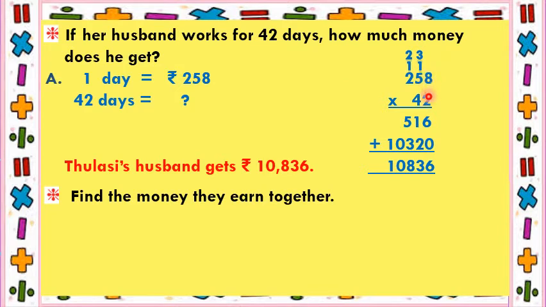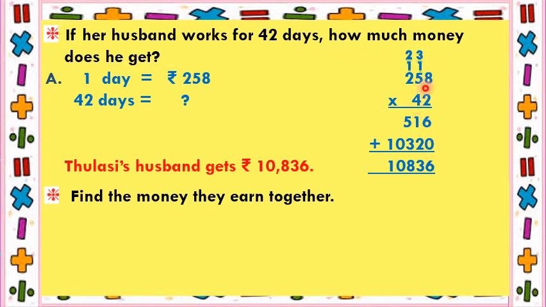Now 2 8s are 16, put 6 down, carry 1. 5 2s are 10, plus 1 is 11, put 1 down, carry 1. 2 2s are 4, plus 1 is 5. Now since 4 is in tens place, put 0 down.